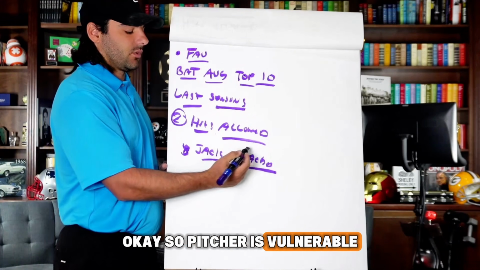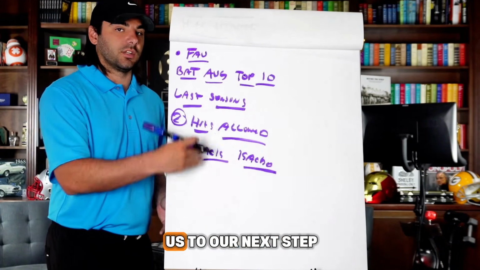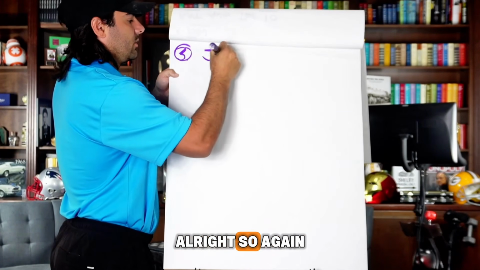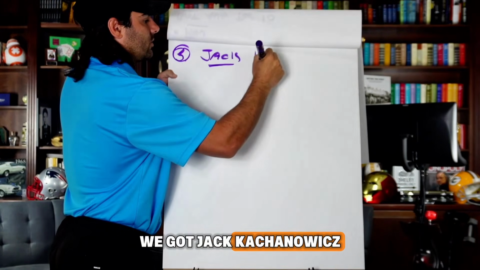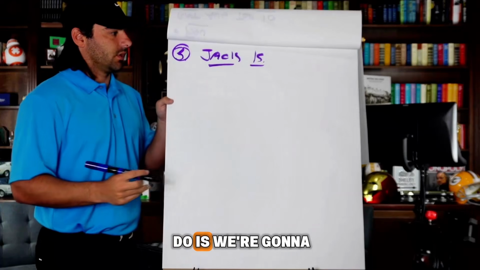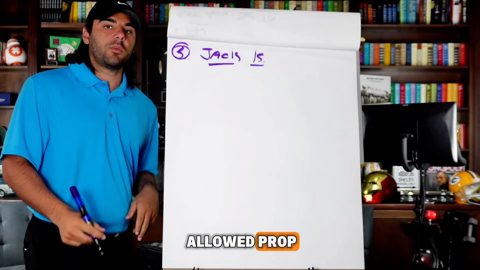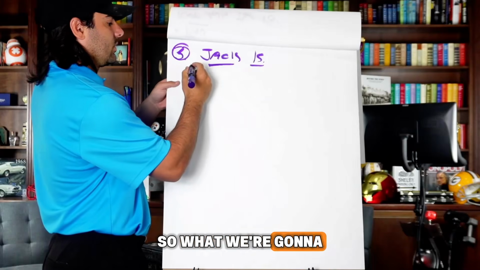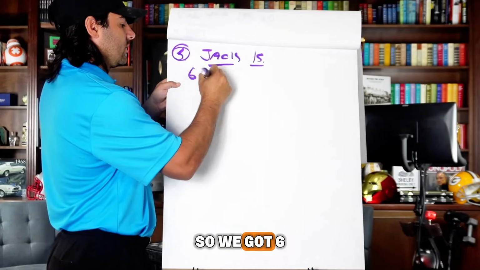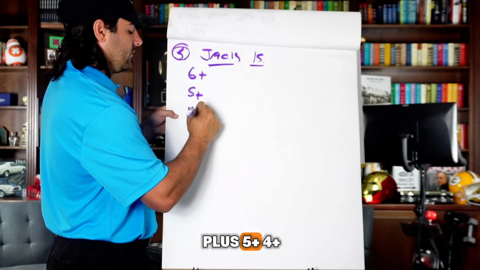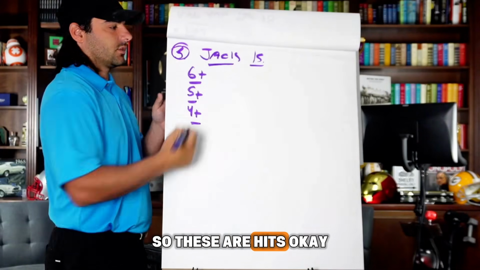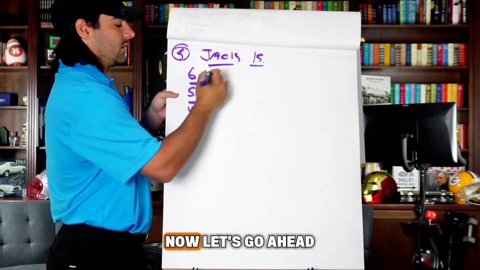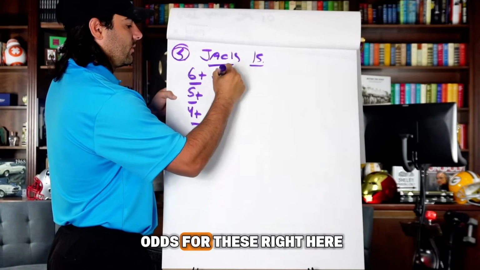So the pitcher is vulnerable, but we have to double check that, and that's going to lead us to our next step. Our third step is to break down that pitcher. So again, we've got Jack Kachanowicz. We're going to break down his hits allowed prop and see where we actually have an edge. We're going to work through his list: 6 plus, 5 plus, 4 plus. These are hits, just hits, not runs, not anything like that. Just straight up hits.